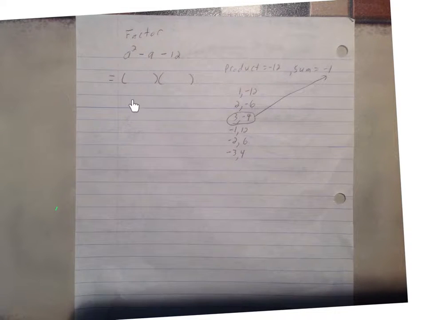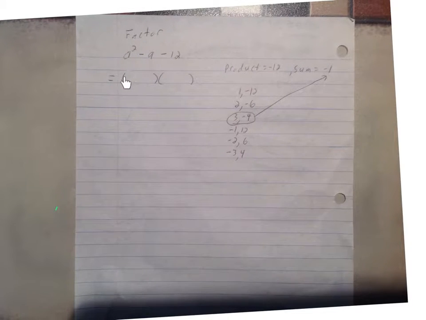Saw your question. You want to factor a squared minus a minus 12. When you're factoring trinomials, which means you have three terms, the first thing you do is look to see if they have a common factor, and they do not. The only common factor is 1.